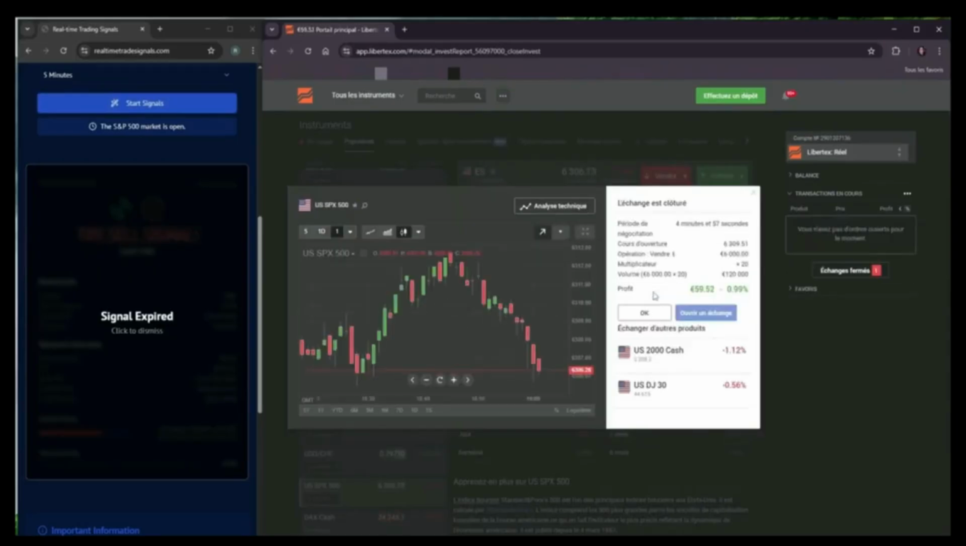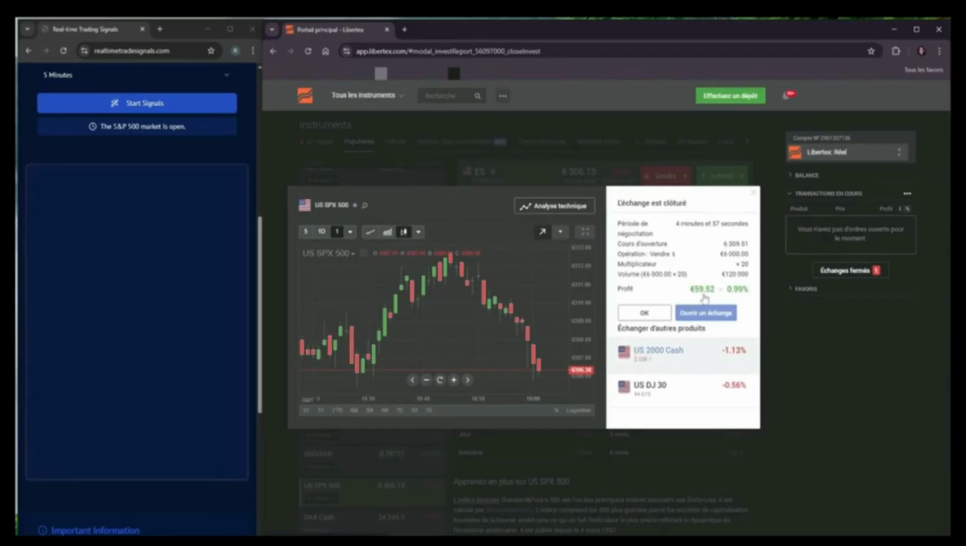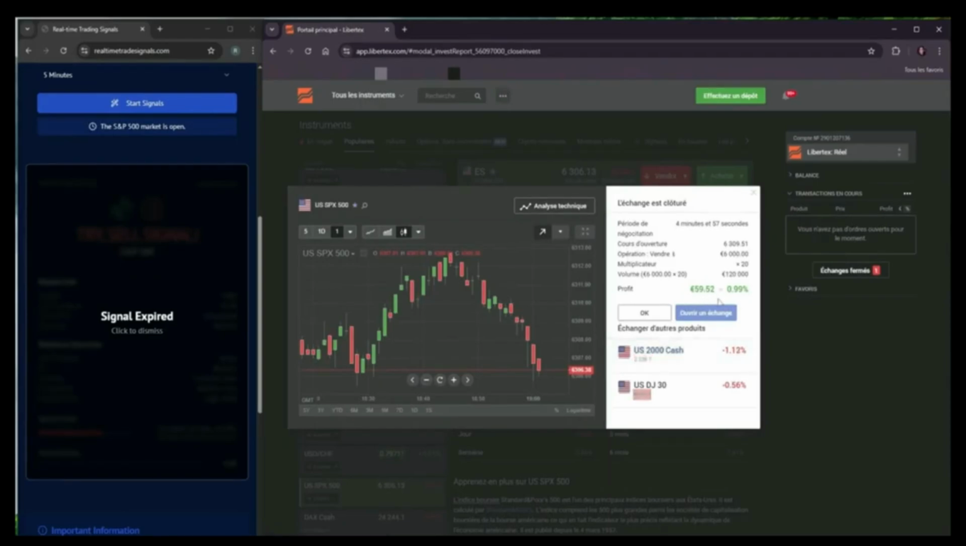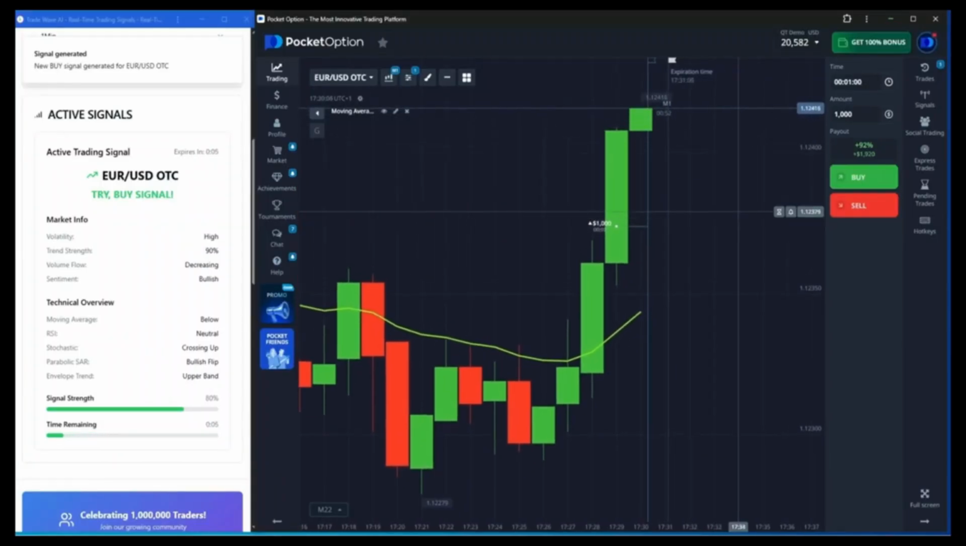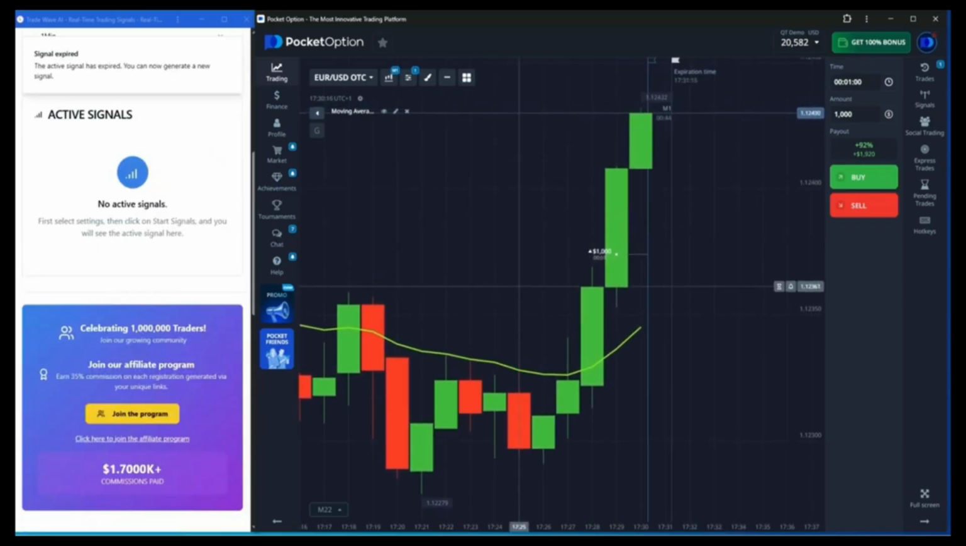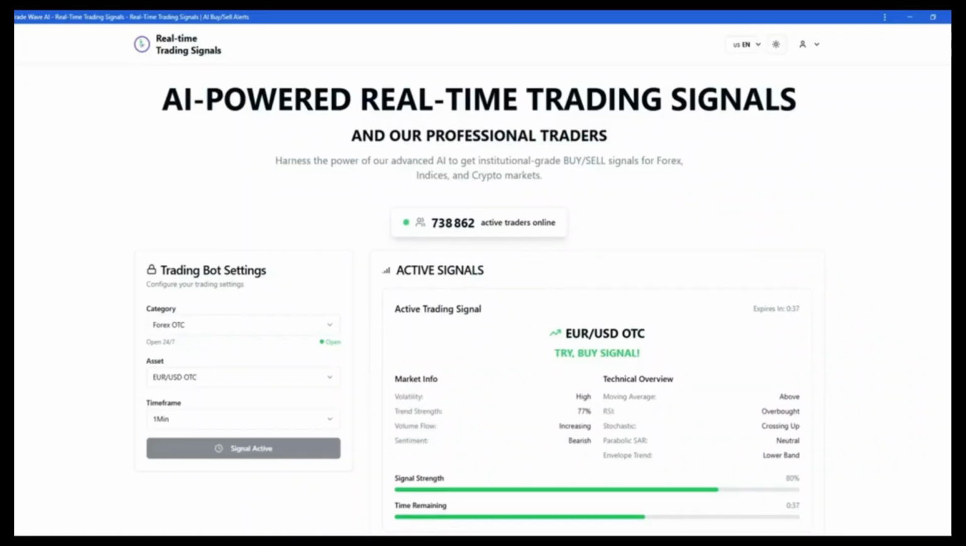Third step, receive your signal. A clear buy or sell signal. The confidence level, from 85% to 95%. The complete technical analysis. The entry, target and stop loss levels. For binary options it's even simpler. You only need the buy or sell signal.